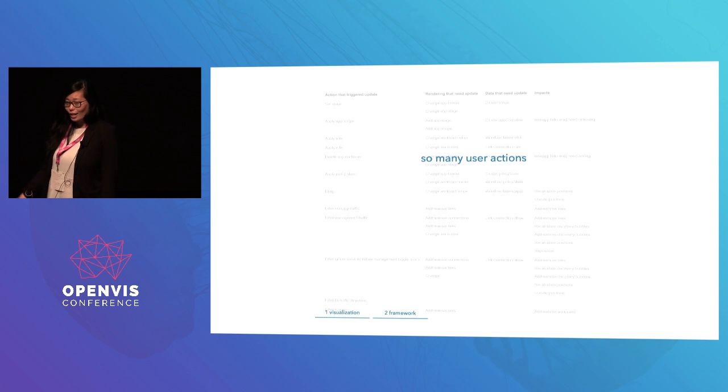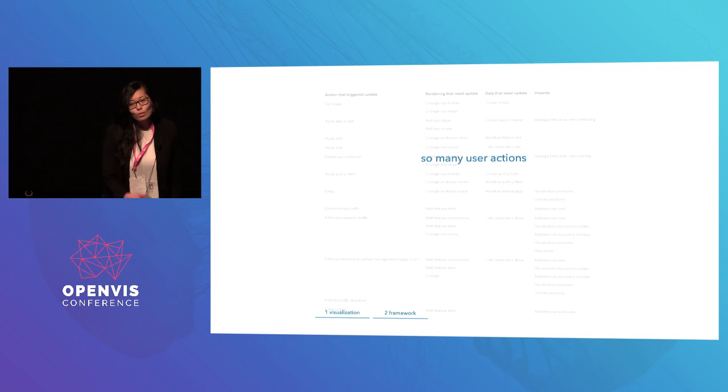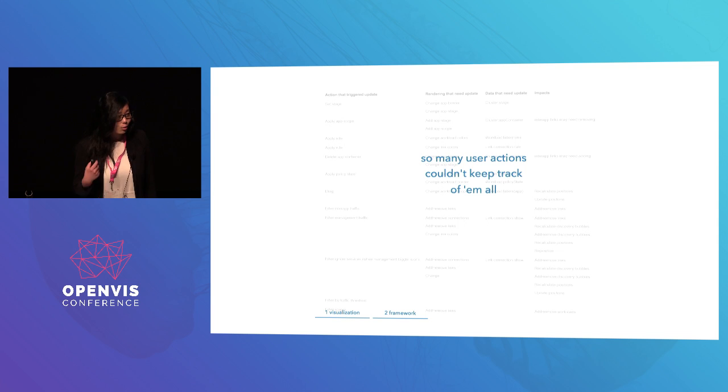And so all of the user actions, as well as their corresponding data recalculations, as well as their corresponding DOM re-renderings, became so much for us to keep track of, what needs to be entered and what needs to be updated and what needs to be exited with D3, that we really just couldn't keep track of them all anymore. Which meant that the more the user interacted with Illumination, the more incorrect our visualization became. And that's really not good.